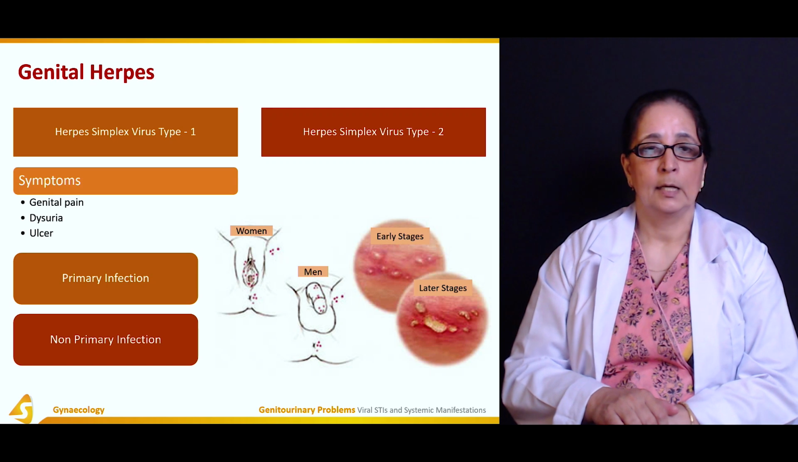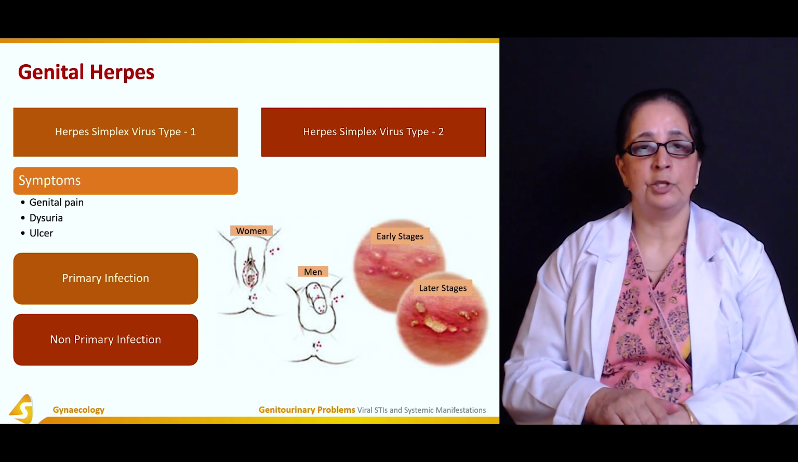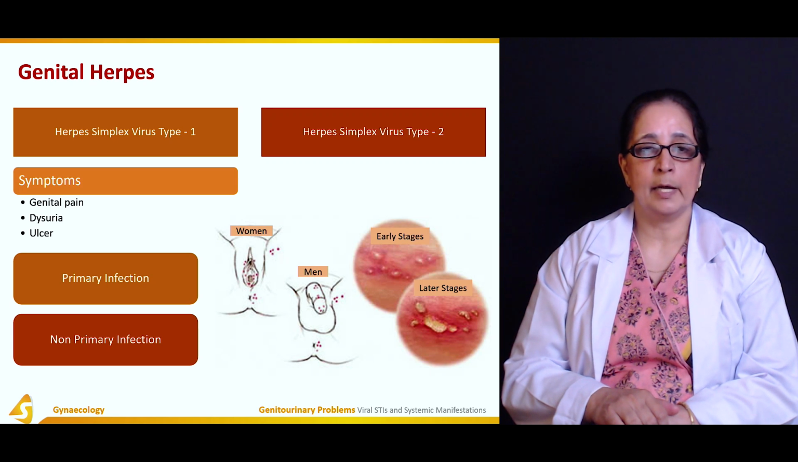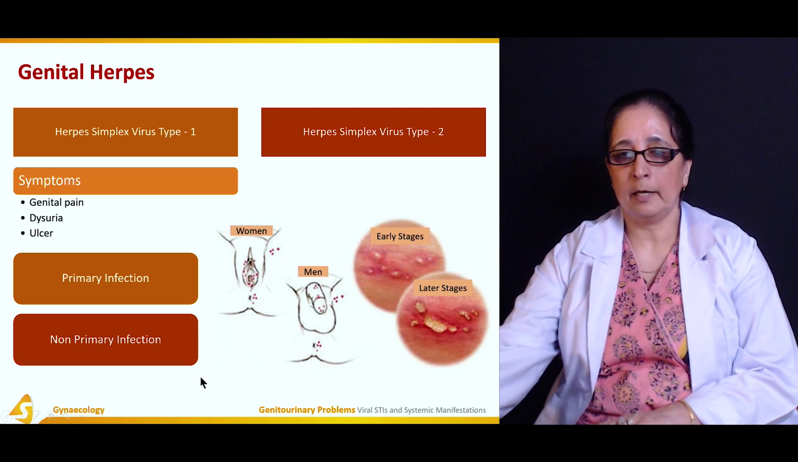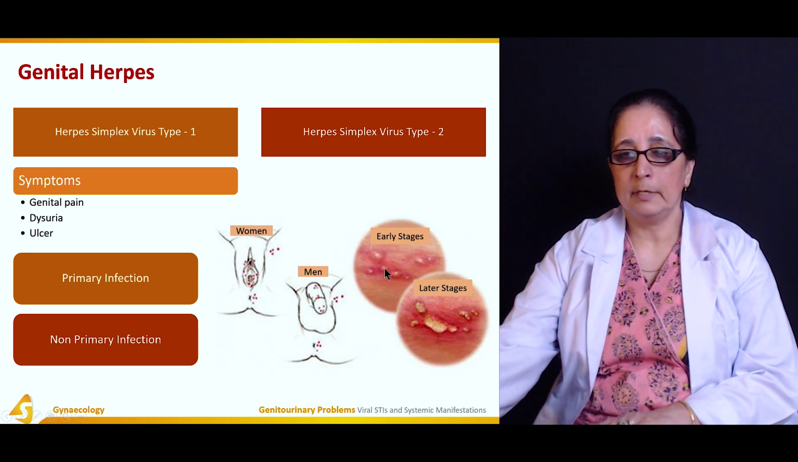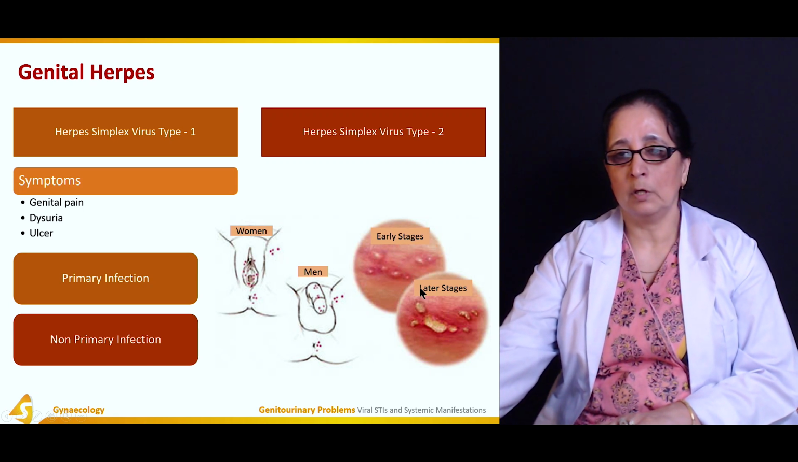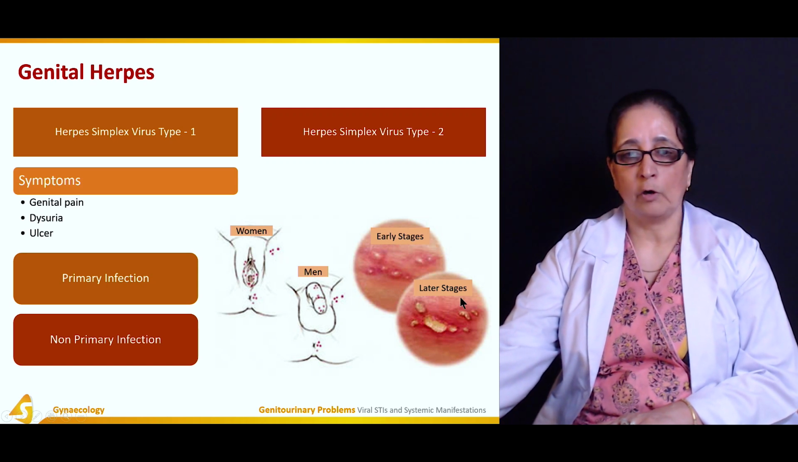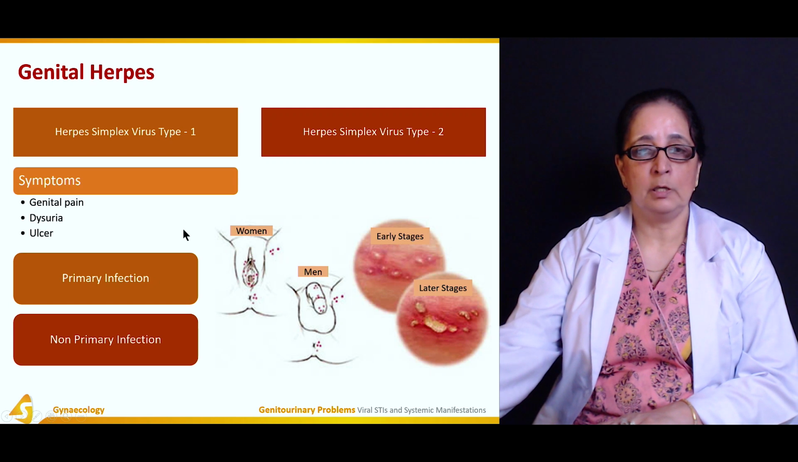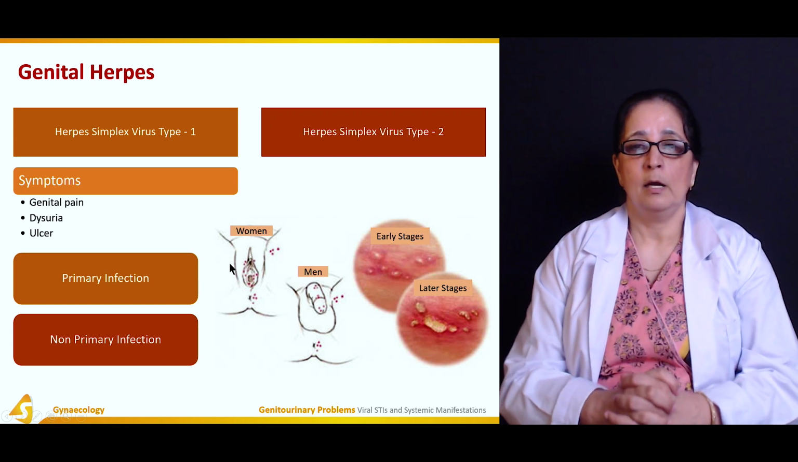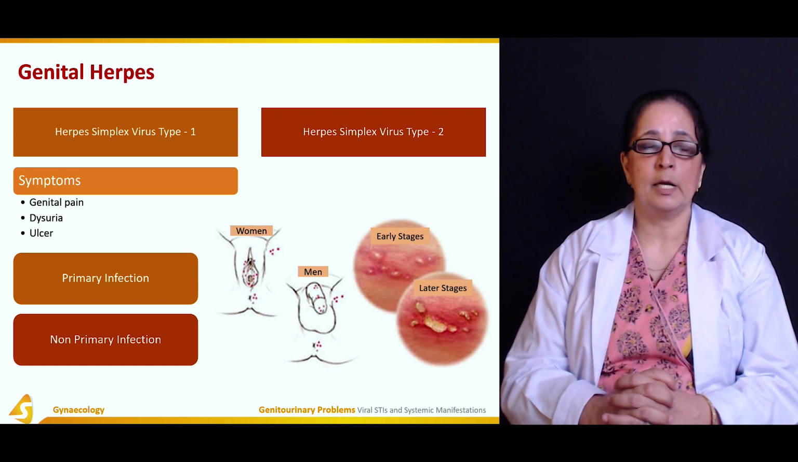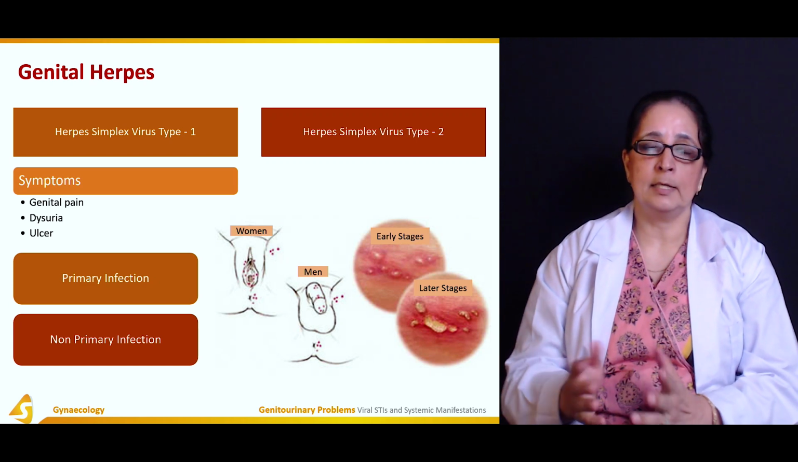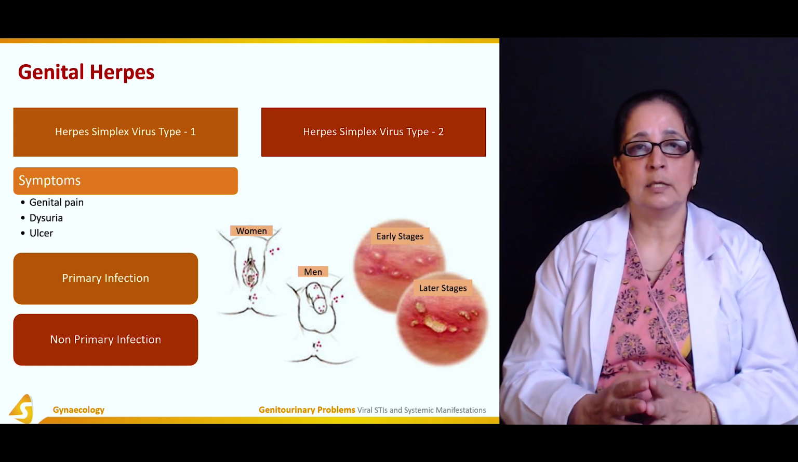labial problems. Some symptoms of genital herpes are genital pain, dysuria, and ulcer. If you see in this diagram, these are the ulcers usually visible, and as the time goes on, in early stages the ulcers are smaller, and as they progress, the ulcers become bigger and broader. The infection can be primary infection when it is caused by herpes simplex virus type 1 and 2, and non-primary when it is infected by some other causative agents.